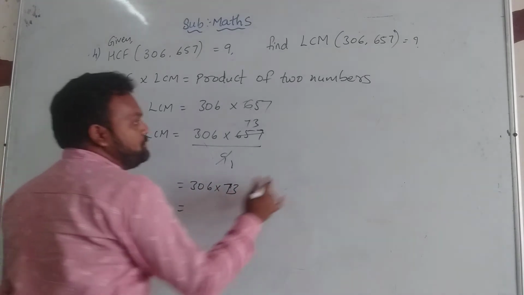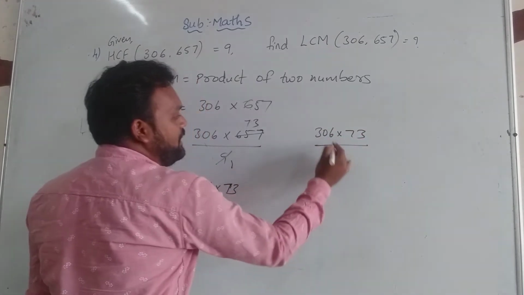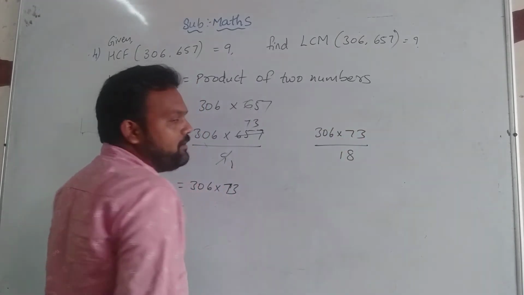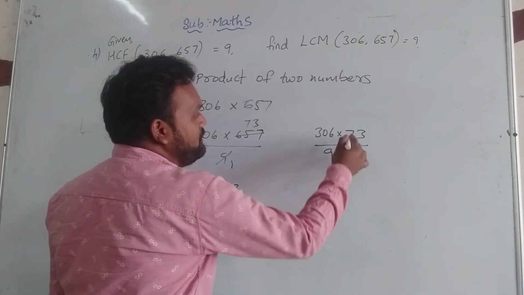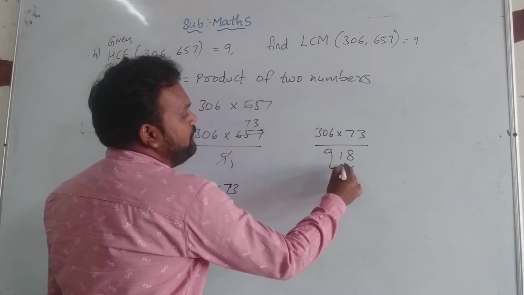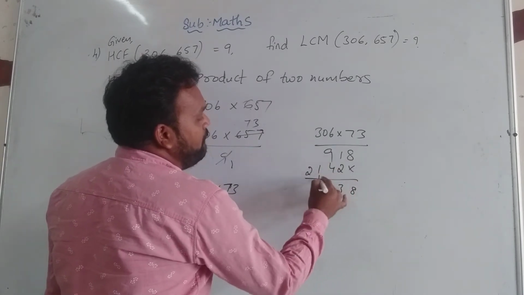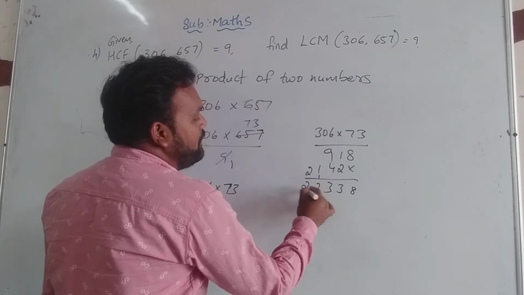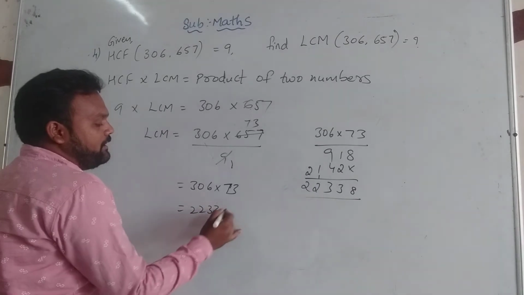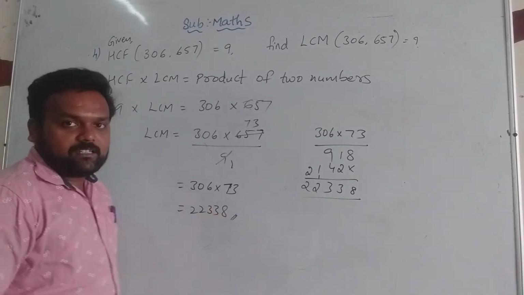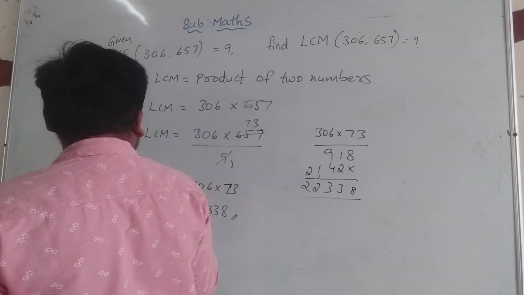When you multiply these two, by doing the multiplication we will get the answer. See, 3 6s are 18, 0 is there. Okay. 3 3s are 9. Now into 7: 7 6s are 42. Now 7 3s are 21. Now 8 here, 3 here, 9 plus 4 is 13 here, 2 here, 2 here. What is the answer? 42,338 is the answer. That is the LCM of this product of two numbers.